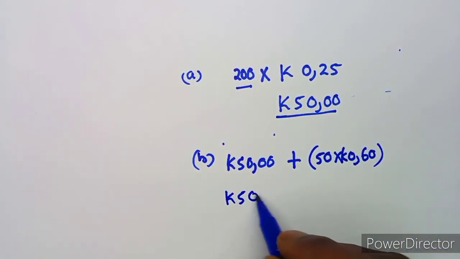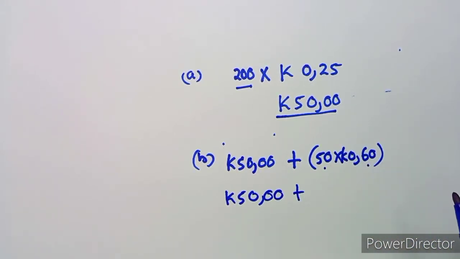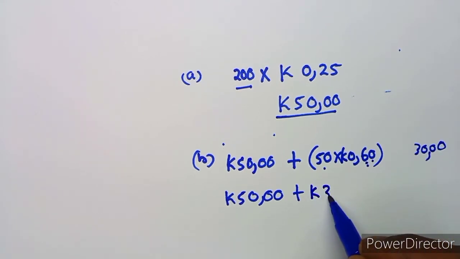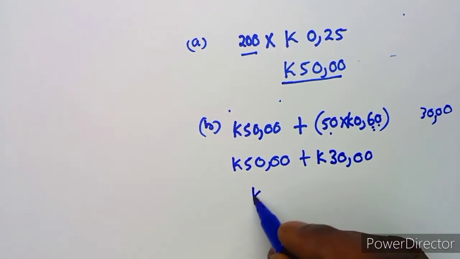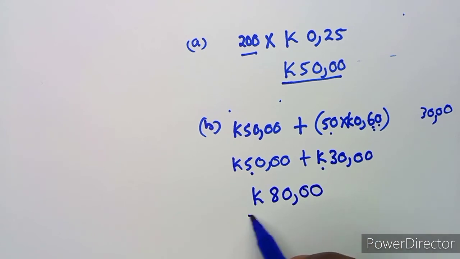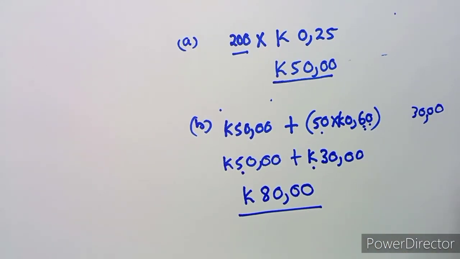So 50 kwacha plus, how much are we going to get if we multiply 50 times 0.6? That gives us 3,000. But we've got how many decimal places? 2. So it's 30 kwacha there. And if we add properly, 50 plus 30, that's 80 kwacha. So this is the total amount of money she had to pay for the electricity. All right.